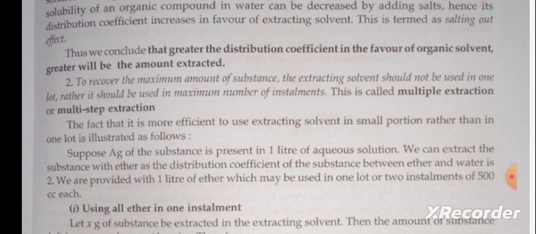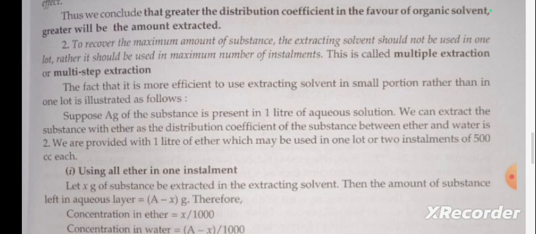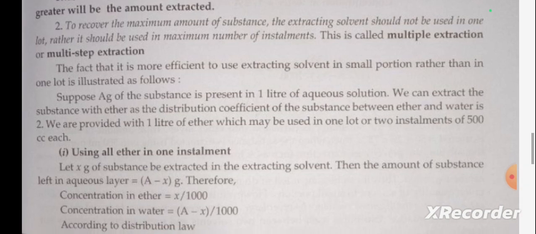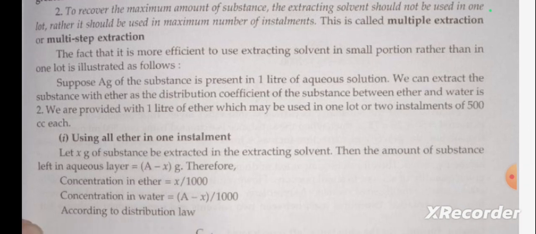To recover the maximum amount of substance, the extracting solvent should not be used in one lot. Rather, it should be used in a maximum number of small portions. This is called multiple extraction or multiple step extraction. This fact, that it is more efficient to use the extracting solvent in small portions rather than in one lot, is illustrated here.